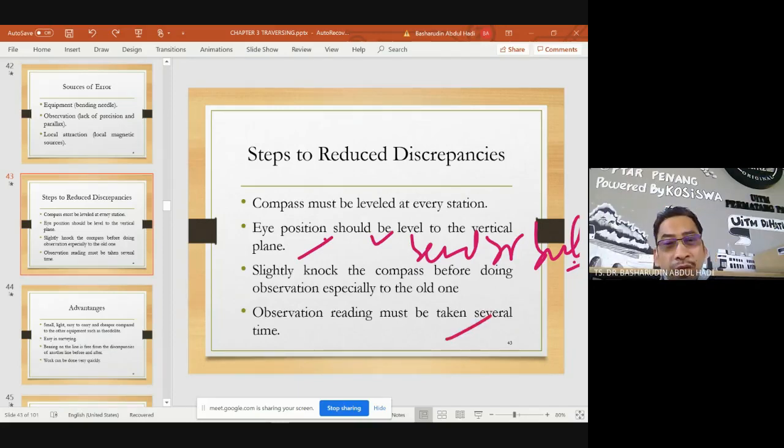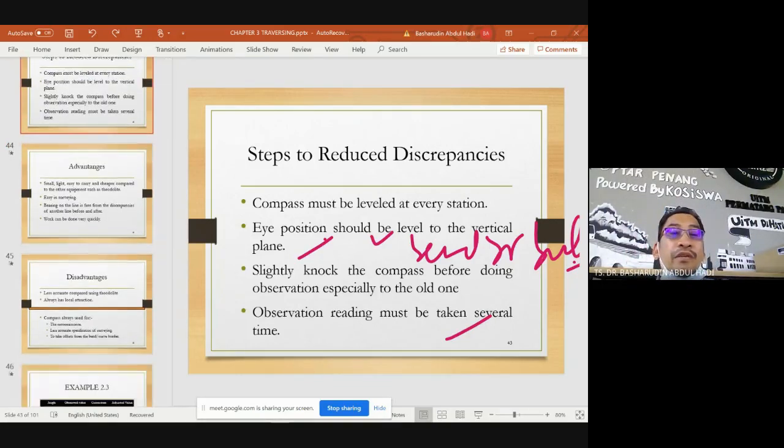The last one, observation reading must be taken several times. For example, if we have station A, you observe to station B, make sure you read 3 times your two readings. One is bearing, number 2 is your horizontal distance. Because with 3 readings, sometimes you read the first one and the second one is different. The third one is also different. So what is the final? Normally we put an average of the readings. We divide it by 3.